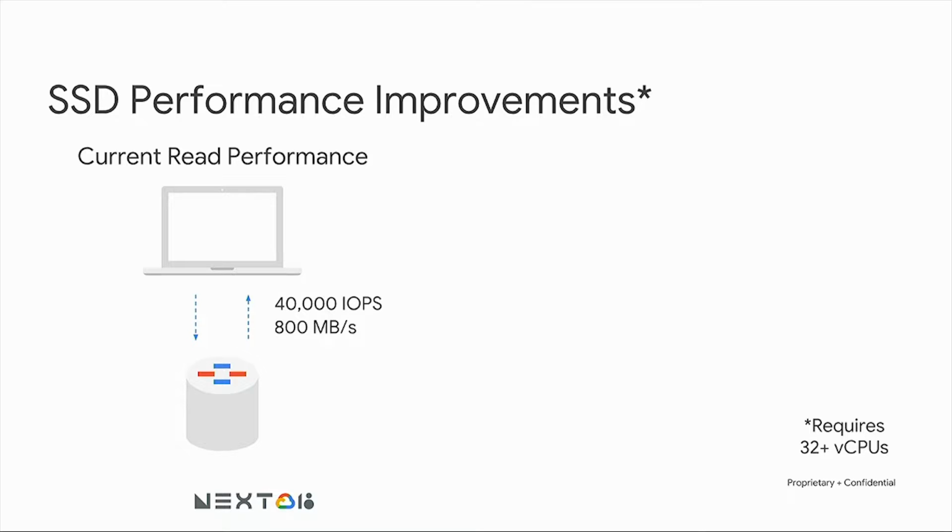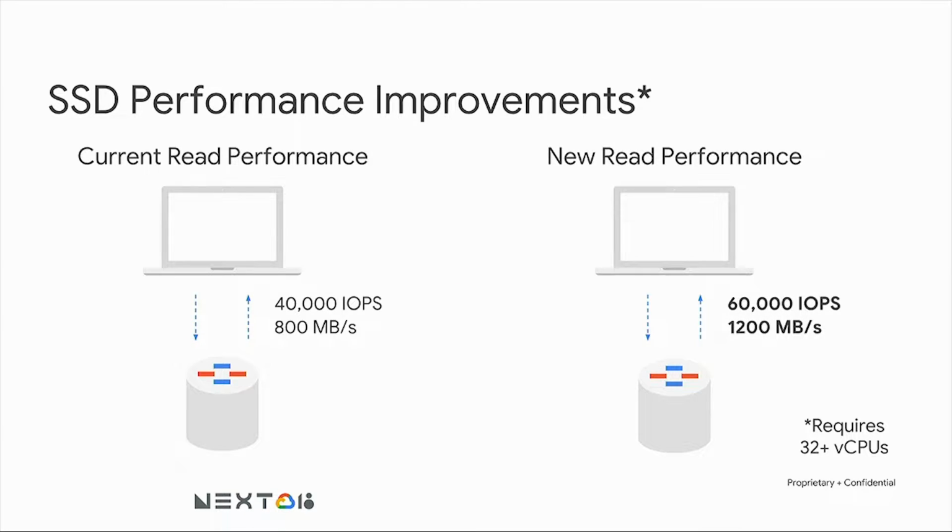And now, I'm very, very excited to announce a 50% improvement in read performance for PD SSD. This increases our read IOPS to 60,000 and our bandwidth to 1.2 gigabytes. Now, some lucky few of you may have already seen this performance in production. But if you haven't, don't worry. It will be rolling out to all of PD SSD over the next couple of weeks, and I'm very, very excited to see people take advantage of it.